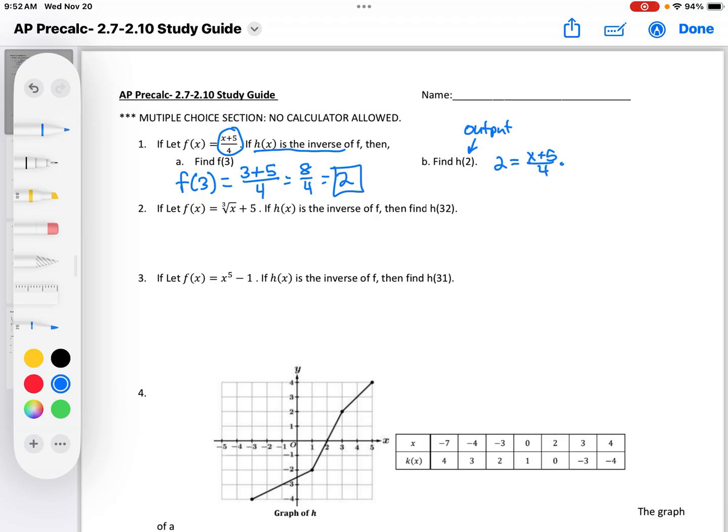All right, so then we're going to solve that for x. So I'm going to multiply both sides by 4. I get 8 equals x plus 5, which means that x has to be 3. So the answer to this is 3.